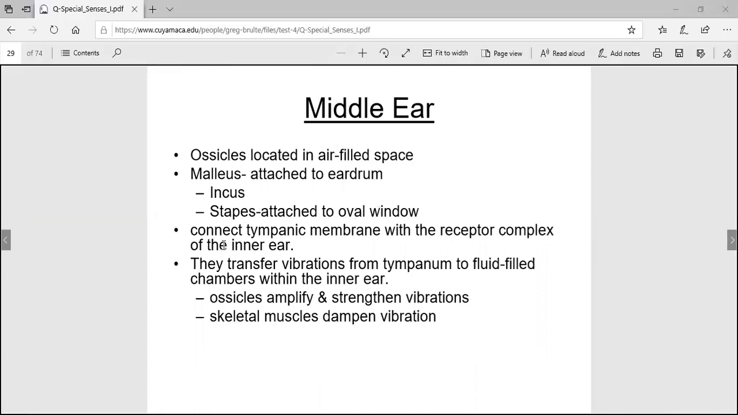So these things connect the tympanic membrane with the receptor complex of the inner ear, and it transfers the vibrations from the eardrum to the fluid-filled chambers within the inner ear. So they amplify and strengthen these vibrations. There are little skeletal muscles in there that can dampen the vibrations if it's too loud, but don't depend on them. They're not that great.